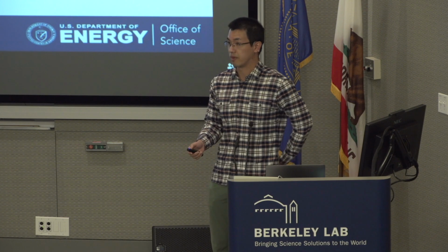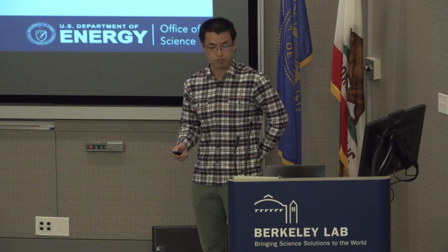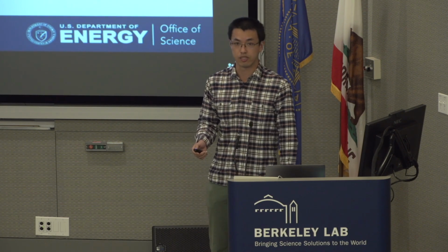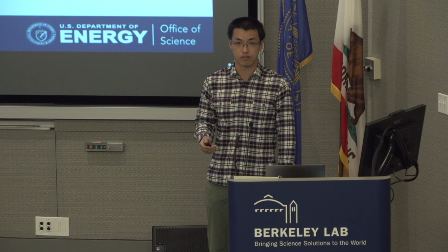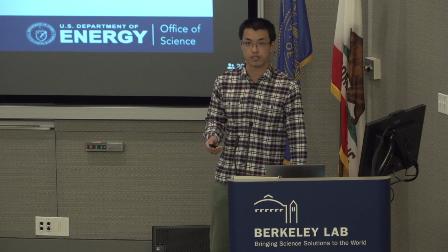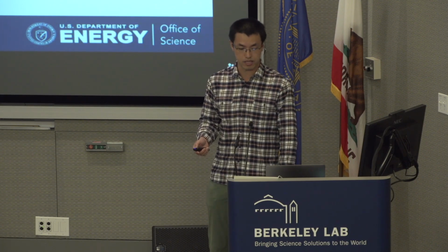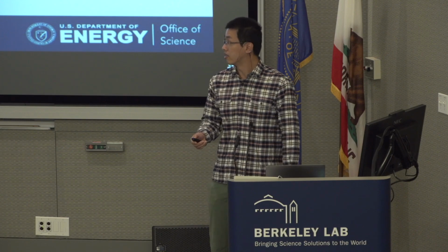So let me start with some background. Polymers are widely present in nature as well as in industrial applications. Some natural polymers include rubber, wool, and many biomolecules such as DNA. People also have synthesized many polymers such as plastic, Teflon, and epoxy.